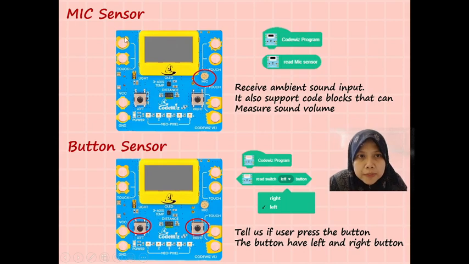First, we have the microphone sensor or mic sensor. The mic sensor receives ambient sound input, and it also supports code blocks that can measure sound volume. In the CODEWIZ code, we will use the CODEWIZ program and read mic sensor together. For the button sensor, we have a left and right button, and it tells us if the user presses the button. The button has a left and a right button. These are the code blocks which we'll use for the button sensor.